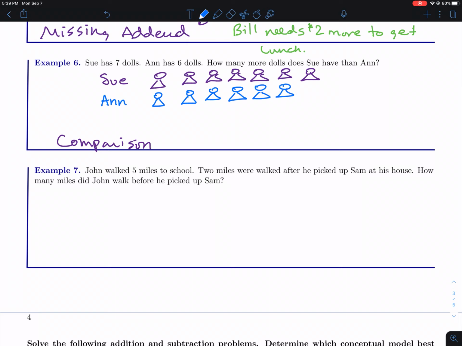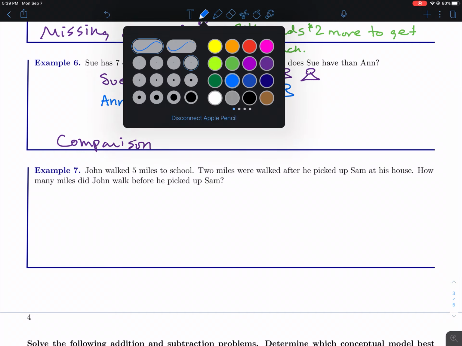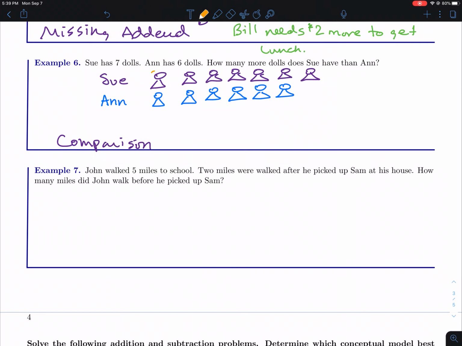Notice I tried to make them so they actually line up, which makes it a little bit easier. And then the goal is we want to know how many more dolls Sue has than Anne. The reason I drew them this way is so I could match them up: they match dolls there, there, there, there, there, and there.